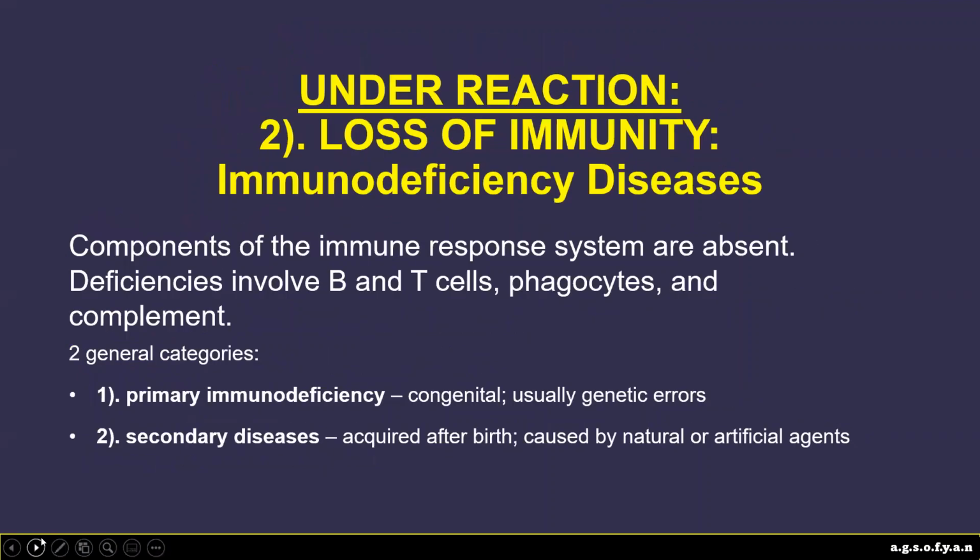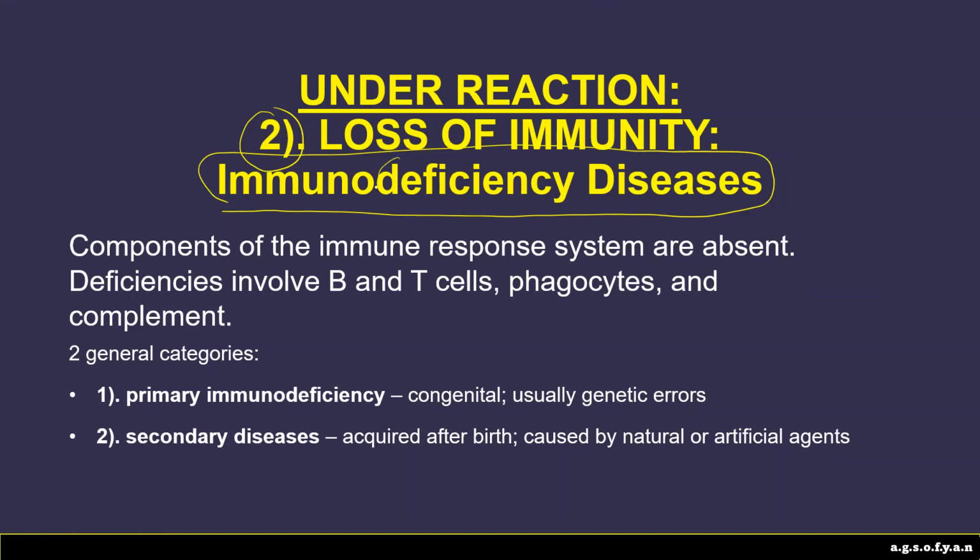The second type of underreaction is called loss of immunity, and this one will cause a disease called immunodeficiency disease. This disease is due to the deficiency of the immune system. Sometimes they just lose their immune system. Remember, there are 2 main types of immune system or immunity, which is done by B cell and T cell. These are the 2 types of immune response.